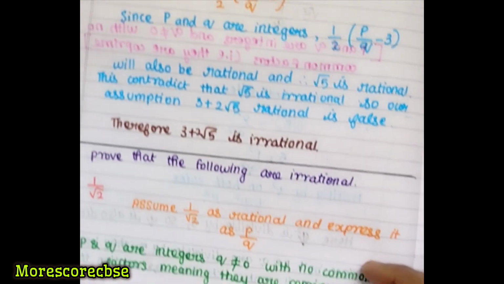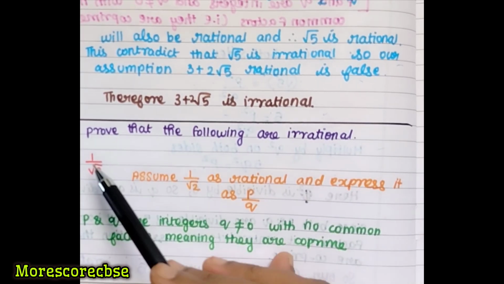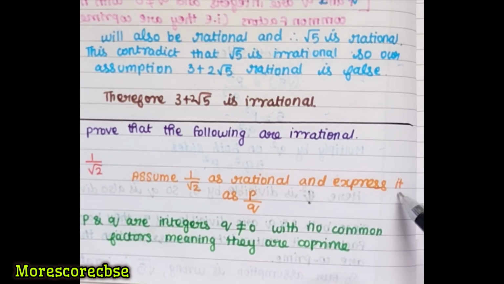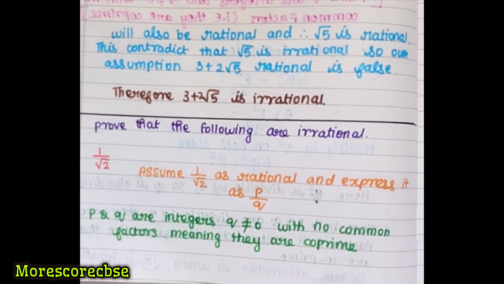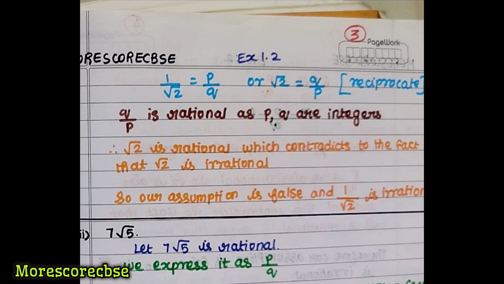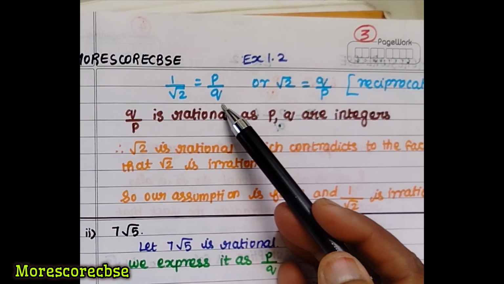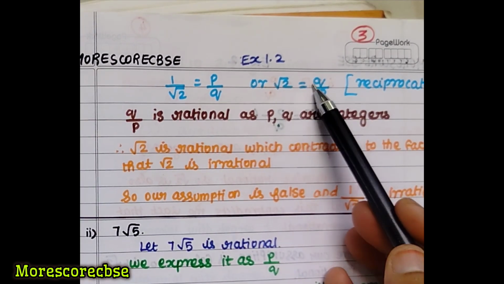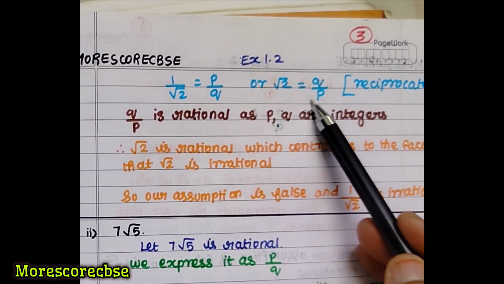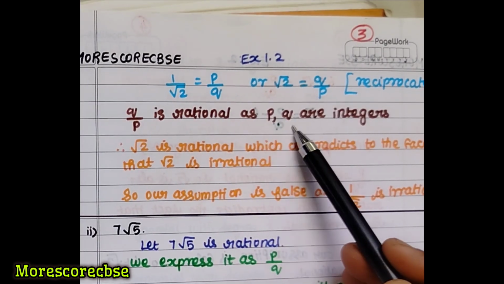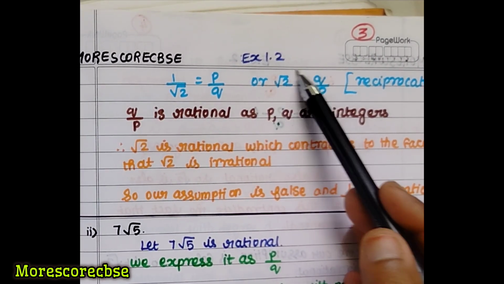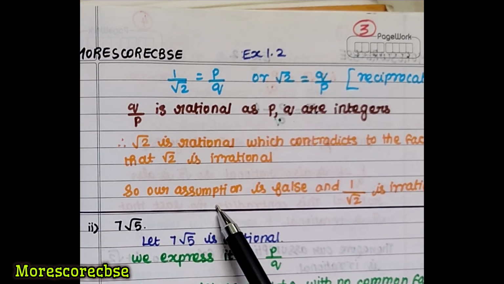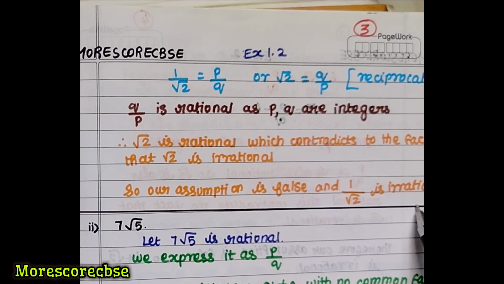Next, third sum, prove that the following are irrational. 1 by root 2. Here also we are going to assume 1 by root 2 is a rational number and express it as p by q. So 1 by root 2 is equal to p by q. Here we are going to reciprocate this, so that will become root 2 is equal to q by p. So since q by p is a rational number, and as p and q are integers, root 2 also will be a rational number, which contradicts the fact that root 2 is irrational. So our assumption is false. So 1 by root 2 is an irrational number.